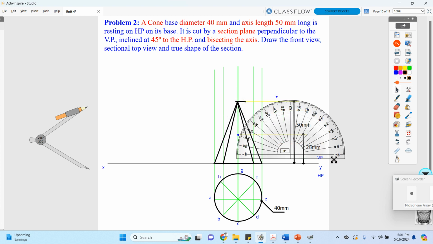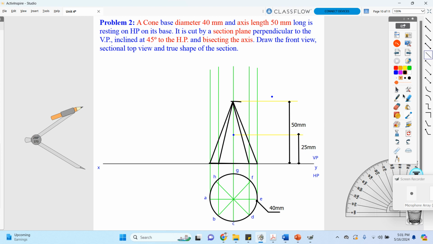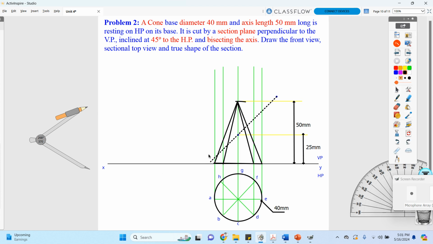Okay, now I am going to move my protractor and consider my cut section. This is my cut section plane. Can you understand? This is my cut section plane, so that everyone can understand this cut section plane now.